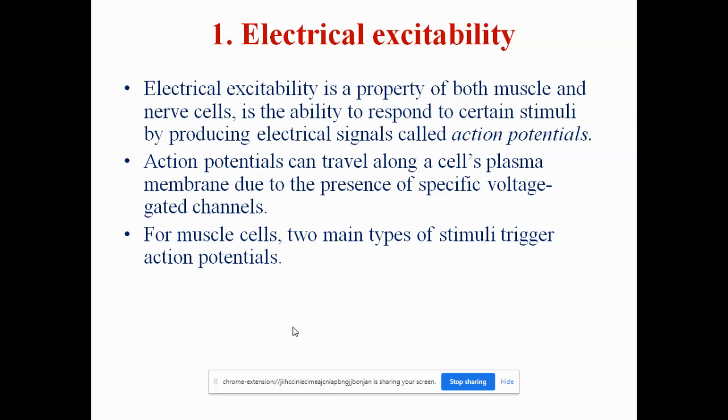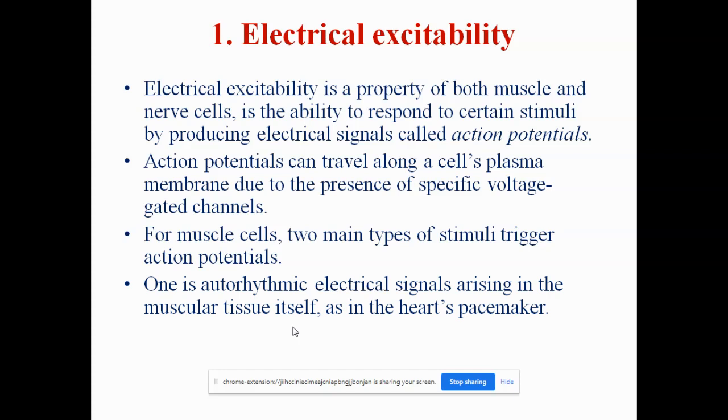The muscle cells can, two types of stimuli trigger action potentials. So what are the two types of stimuli? One is in the heart. That is, they are autorhythmic electric signals. They are produced by the pacemaker of the heart. This results in the production of action potentials, which automatically stimulate the other regions of the heart.